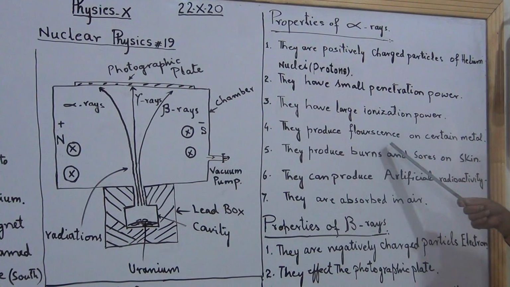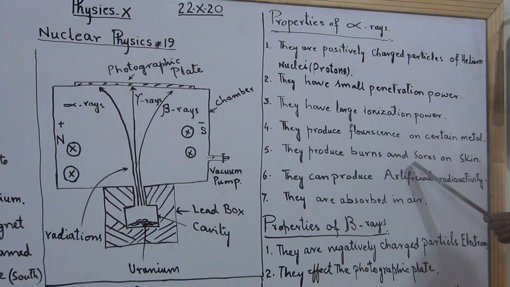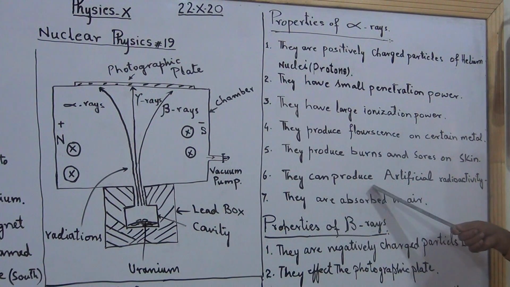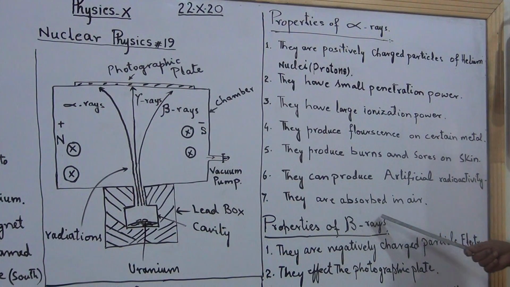Number four, they produce fluorescence on certain metals. Fluorescence means they produce shining when they strike the metal. Number five, they produce burns and sores on human skin. Number six, they can produce artificial radioactivity. And number seven, they are absorbed in air.